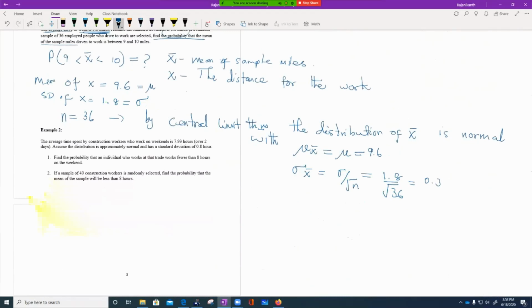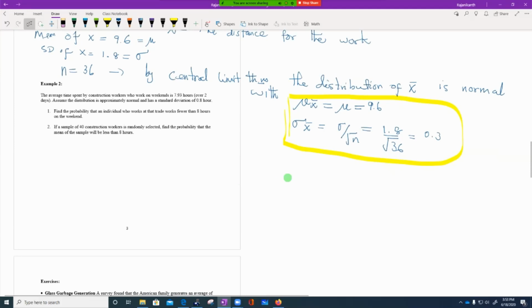Okay, that means what we got now are two numbers. Mu x bar and sigma x bar, the mean and the standard deviation of x bar. Okay, now let us do the problem. Now you know the distribution of x bar, right? Normal with mean 9.6 and the standard deviation is 0.3.